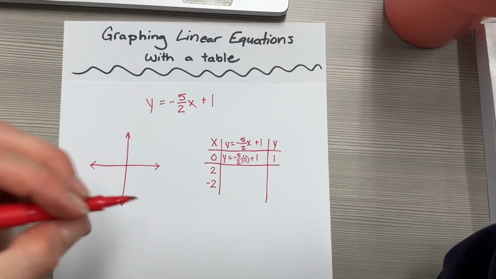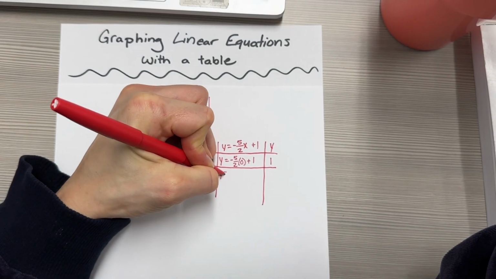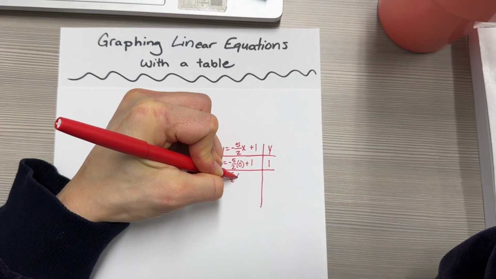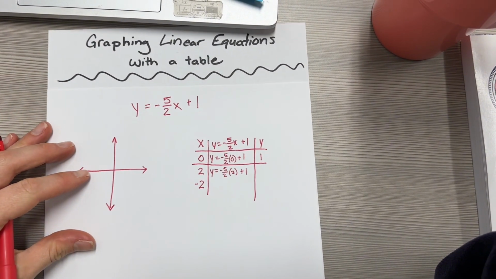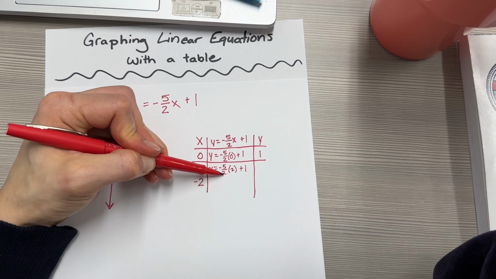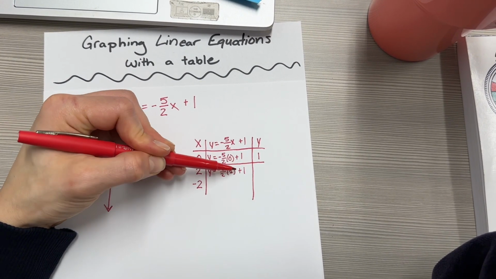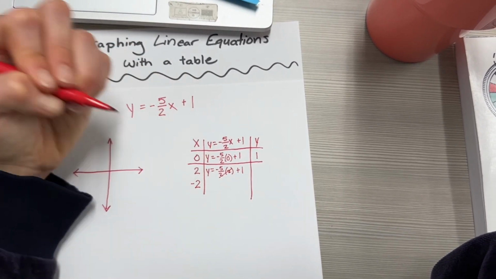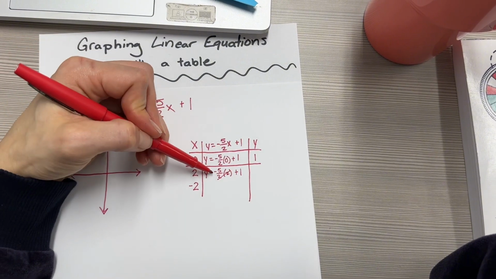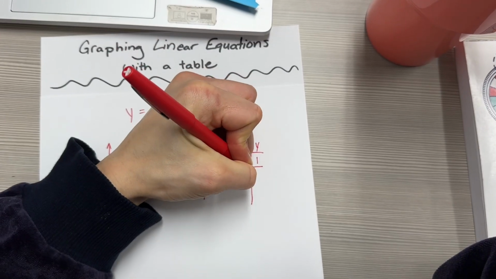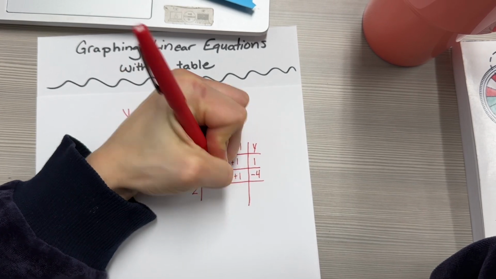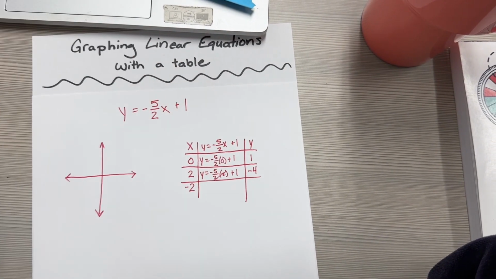Moving on, let's do the 2. So y equals -5/2 times 2 plus 1. For this one, the divide by 2 and the multiply by 2 will cancel each other out, so we can go ahead and just cancel those two. That just leaves us with a -5 plus 1. -5 plus 1 is going to give us a -4.